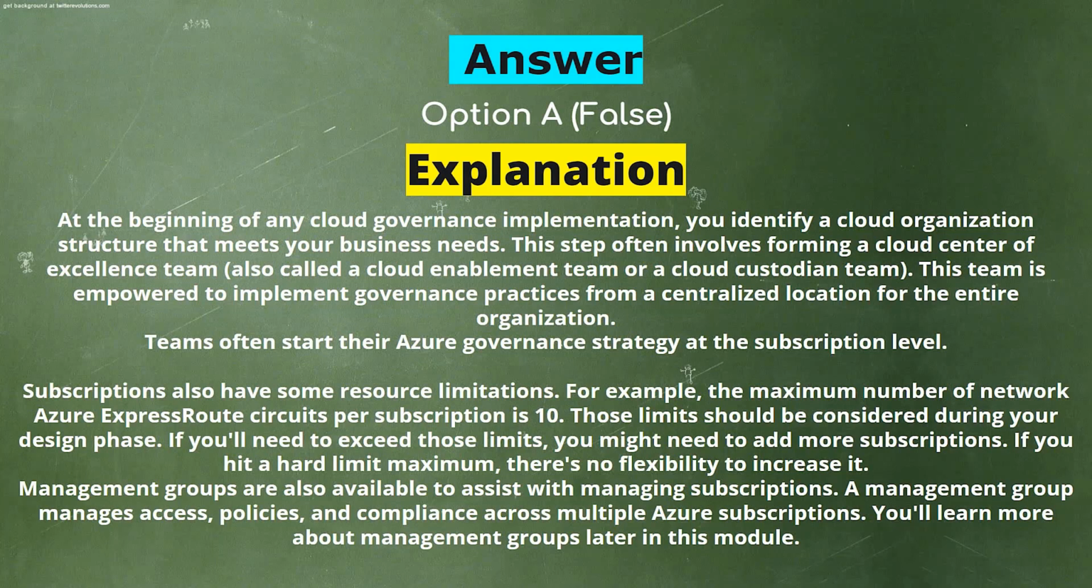Teams often start their Azure governance strategy at the subscription level. Subscriptions also have some resource limitations. For example, the maximum number of Azure ExpressRoute circuits per subscription is 10. Those limits should be considered during your design phase. If you will need to exceed those limits, you might need to add more subscriptions. If you hit a hard limit maximum, there is no flexibility to increase it.